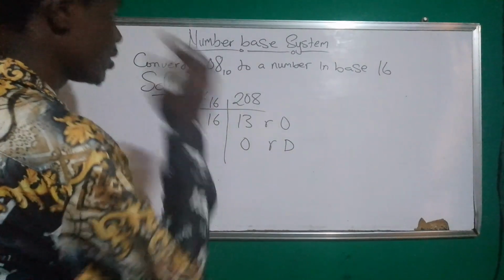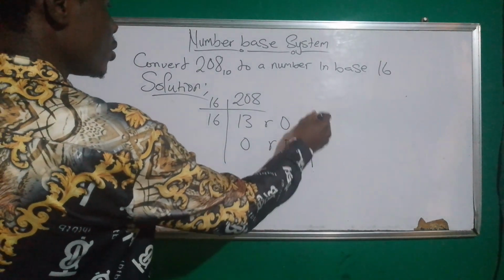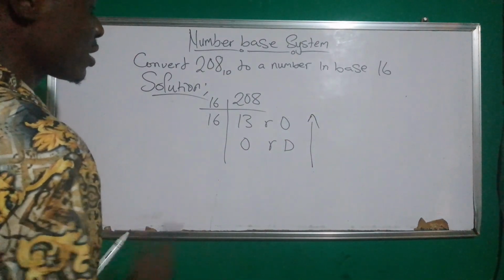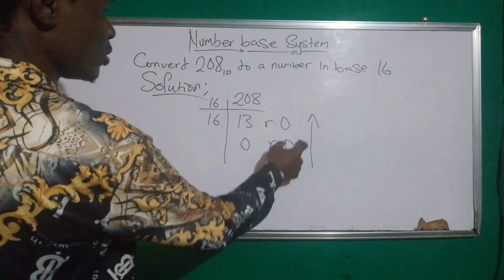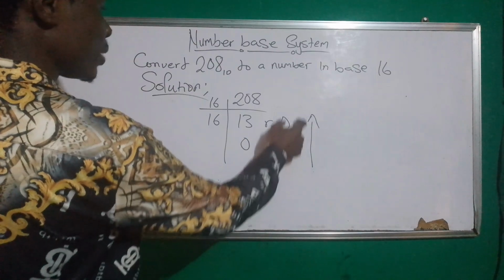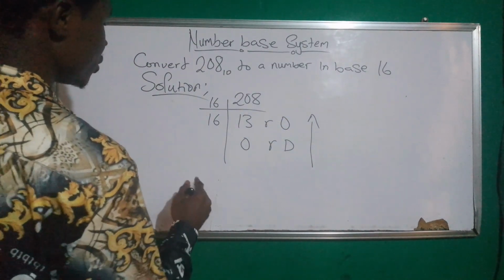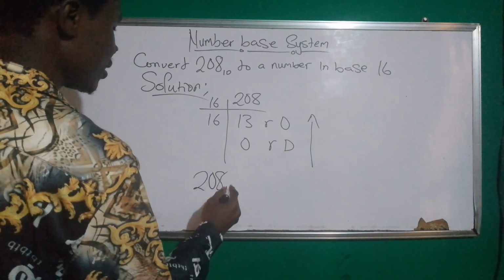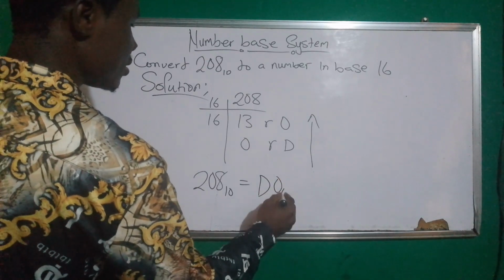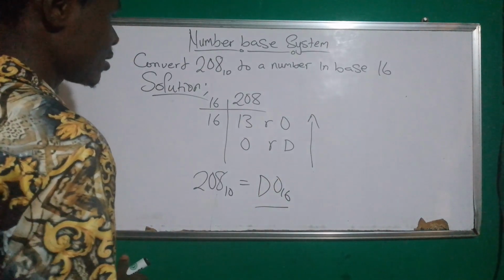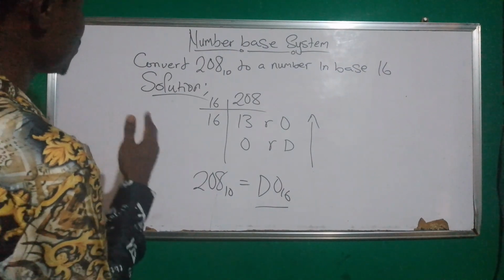So that's basically what we want to bring out in this particular question, using this as example 2 for this conversion process. And just like before, in writing the answers, we are picking the digits or the values from the lower part to the upper part in this ascending order. Alright, so we write 208 base 10 is equal to this base 16.